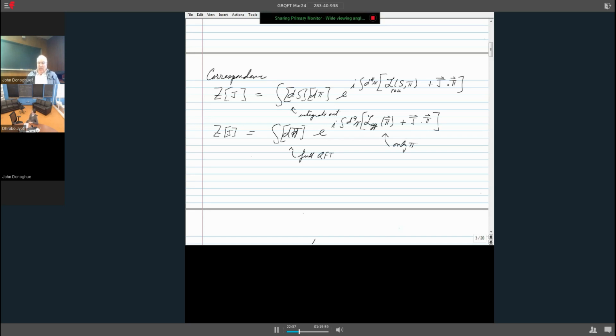There are a couple of things to point out here. This involves only pi. That's only the light degrees of freedom. But this part here, this integral d pi, means that this is still a full quantum field theory. Okay, this wouldn't make sense.